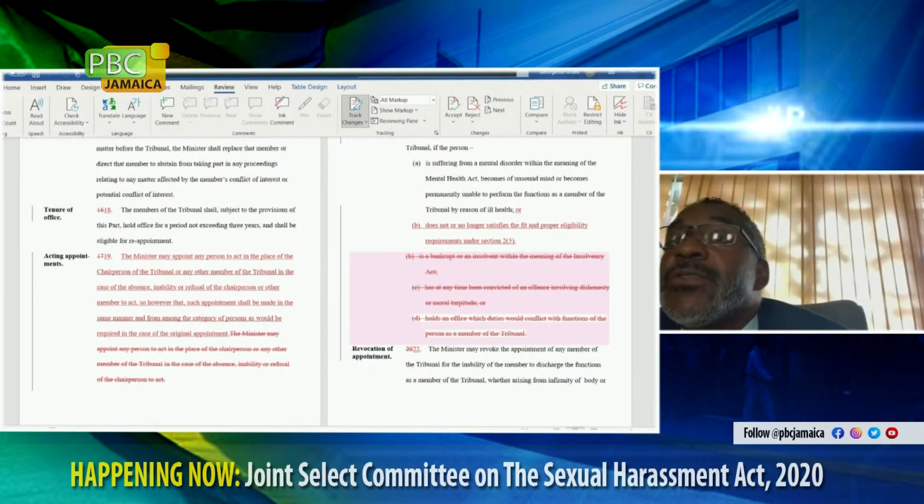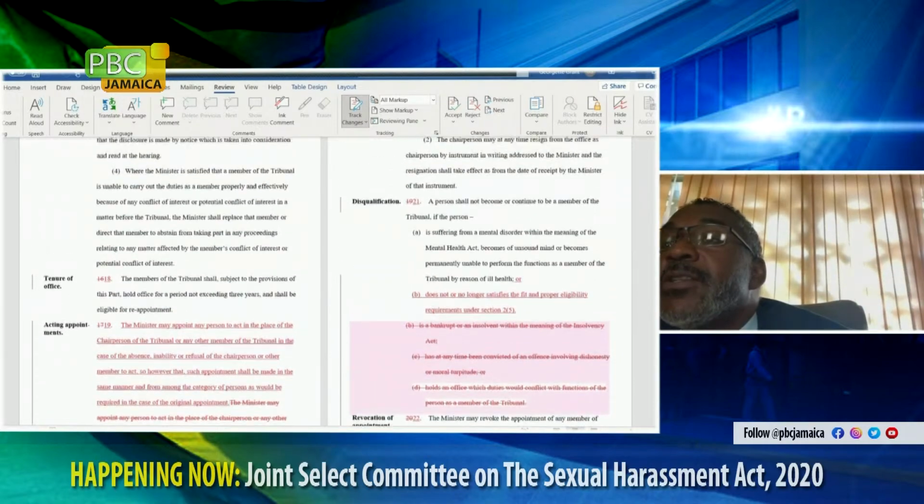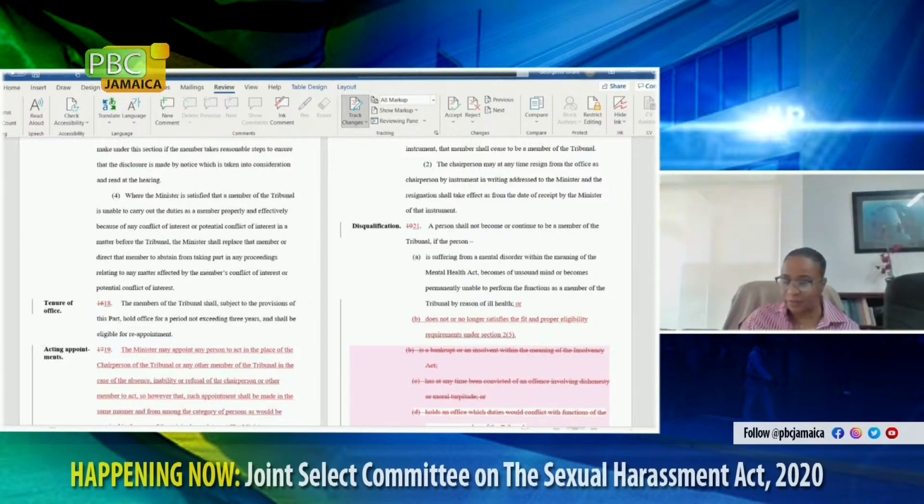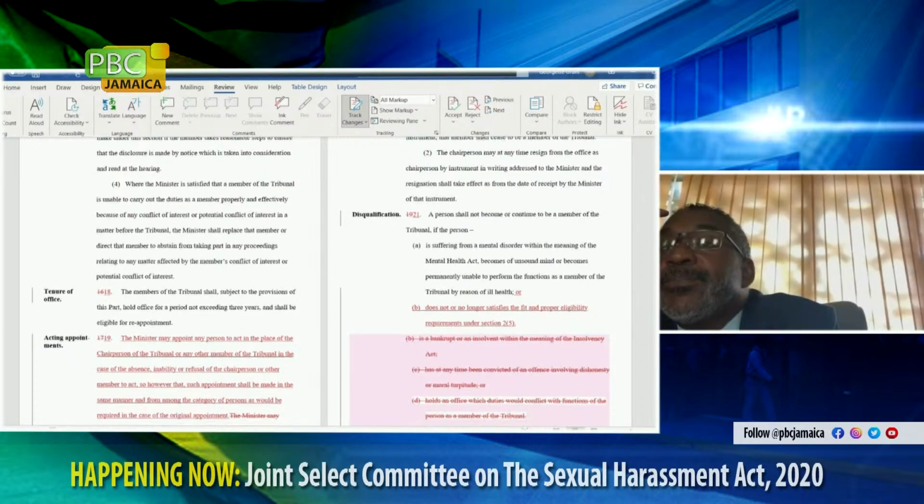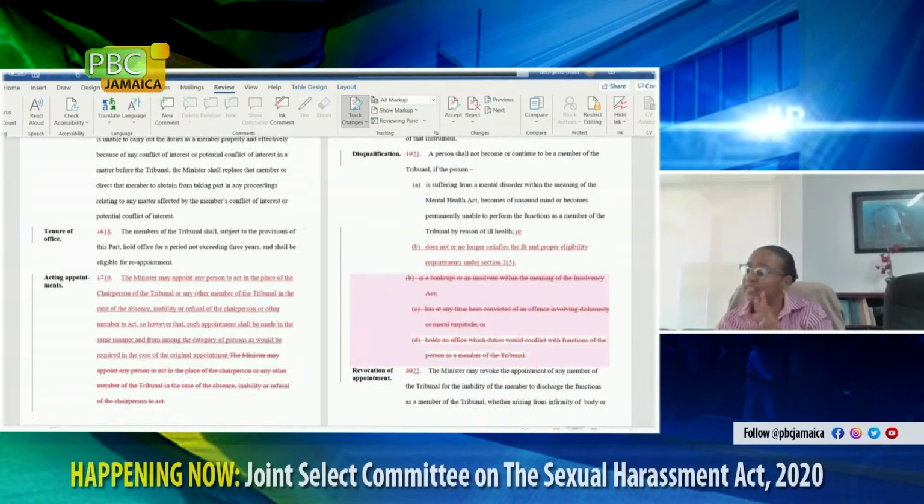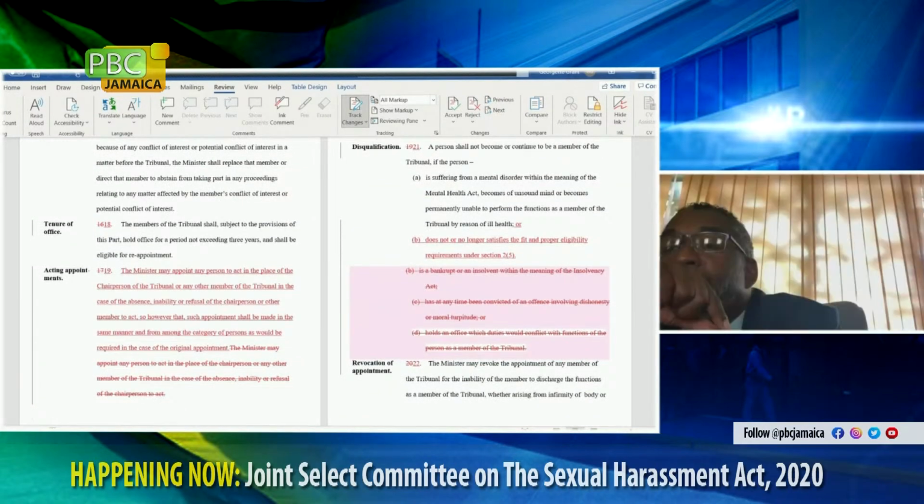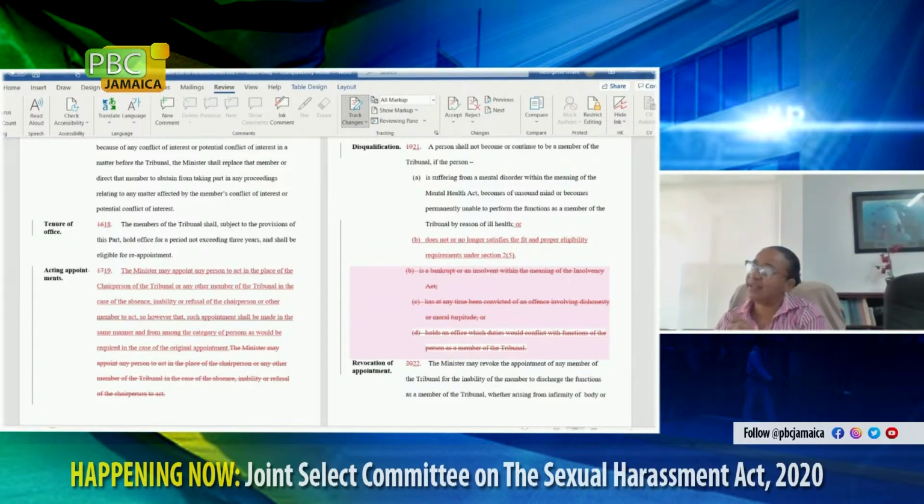Hold on, Miss Grant. I was looking at the, go up a little. A person shall not become or continue to be a member of the tribunal if the person, okay. Saying that they would have taken care of the concerns raised by Senator Rodriguez. Right, we did B, C and D because B, C and D now fit into that whole eligibility requirements under Section 2.5. So we just put in the provision to link it back to that, which reads: does not or no longer satisfies the fit and proper eligibility requirements under Section 2.5.